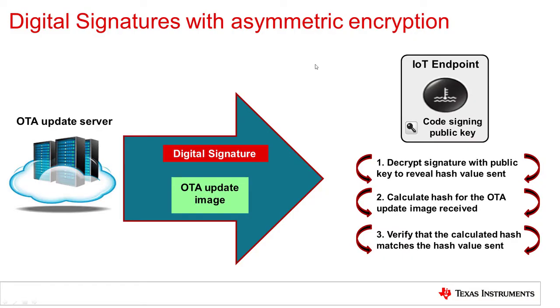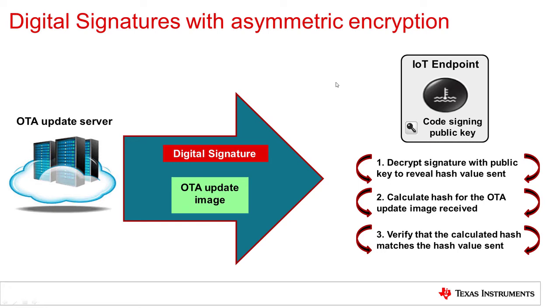Once the digital signature has been created, the over-the-air update server can now send the OTA update image accompanied by the digital signature to the IoT endpoint. If you recall in our earlier discussion of asymmetric encryption, it's based on key pairs where a public key can be used to decrypt information encrypted originally with the private key of the same pair. In this case, the digital signature was encrypted using the private key held on the OTA update server.